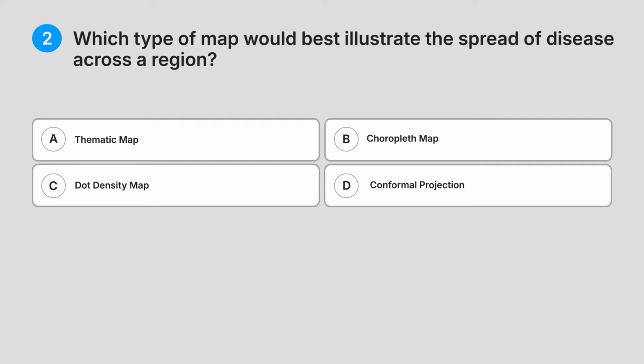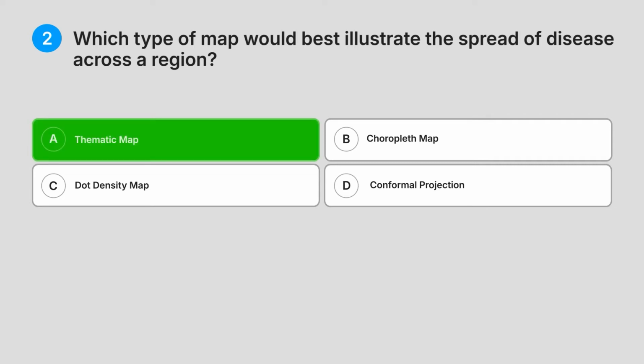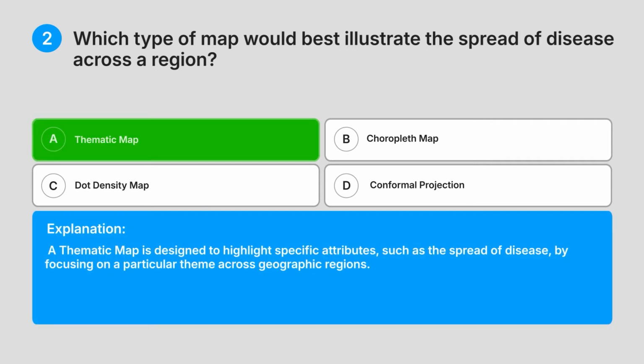Correct answer. A. Thematic map. Explanation. A thematic map is designed to highlight specific attributes, such as the spread of disease, by focusing on a particular theme across geographic regions.